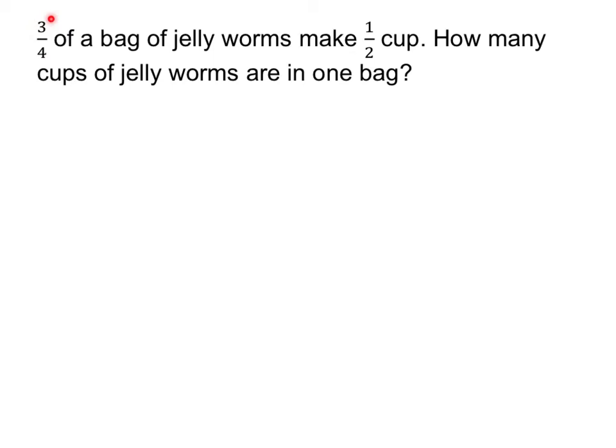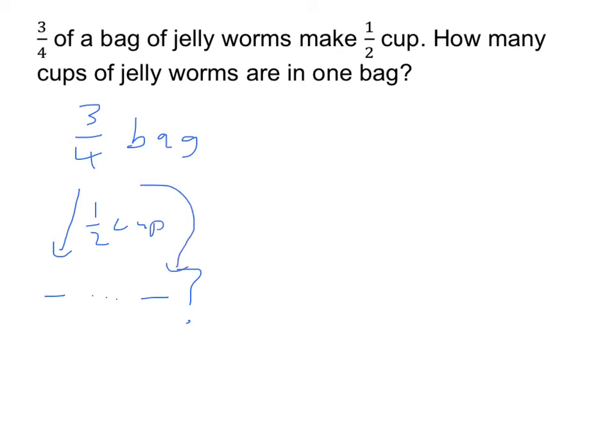And so let's try to draw a picture for this. So maybe let's put our 3/4 of a bag at the top. And then we've got some unknown number of groups down here. I don't know how many groups, but maybe we need to put 1/2 of a cup into each group. And so, sorry, my arrows are getting a little crooked here, but that's okay. So this picture here, we use the numbers 3/4 and 1/2.